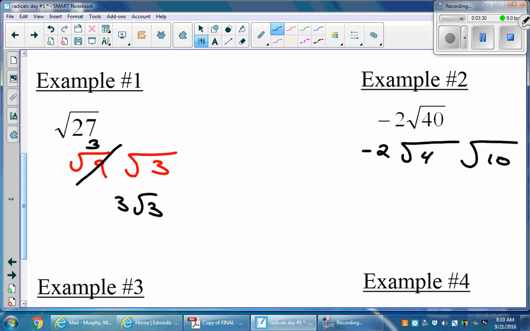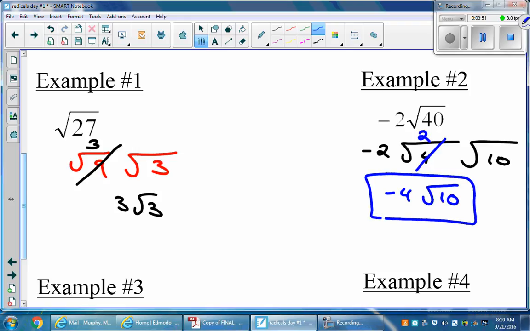Just like my last example, I'm going to take the square root of my perfect square by crossing it out and putting it on top. I then take what's on top and multiply it by what's in front, and that's going to give me a negative 4 multiplied by the square root of 10. Now, it might be very tempting to take the square root of that 4 because it is a perfect square, but there is no radical symbol around it, so this would be our simplified answer.